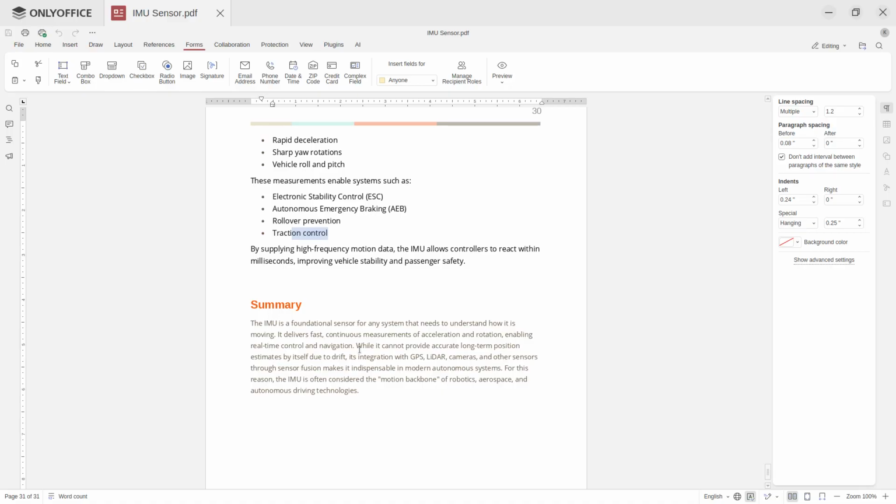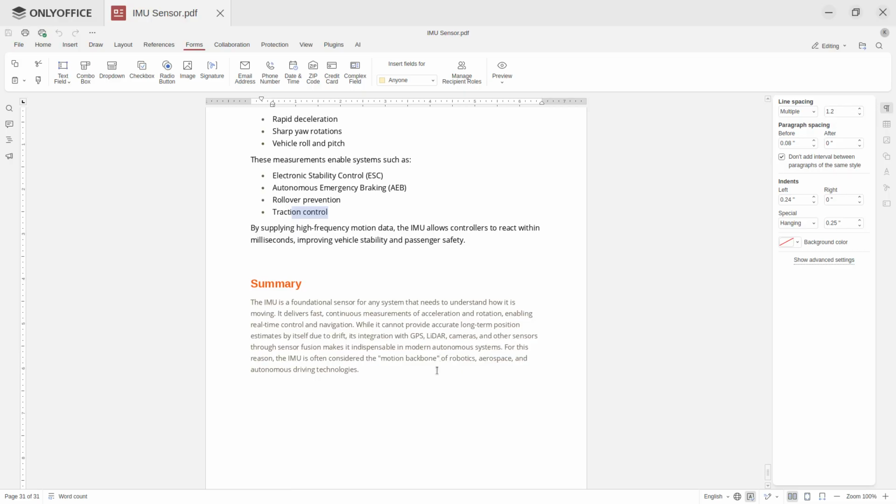So yeah, with this we have come to the end of this document. So what is it that we have studied so far? The summary is the IMU is a foundational sensor for any system that needs to understand how it is moving. It delivers fast continuous measurements of acceleration and rotation, enabling real-time control and navigation, while it cannot provide an accurate long-term position estimate by itself due to its drift. Its integration with GPS, LiDAR, cameras and other sensors through sensor fusion makes it indispensable in modern autonomous systems. For this reason, the IMU is often considered the motion backbone of robotics, aerospace and autonomous driving technologies.